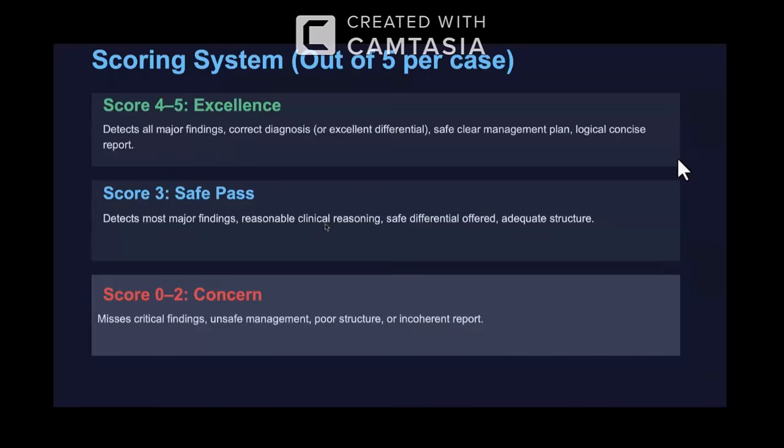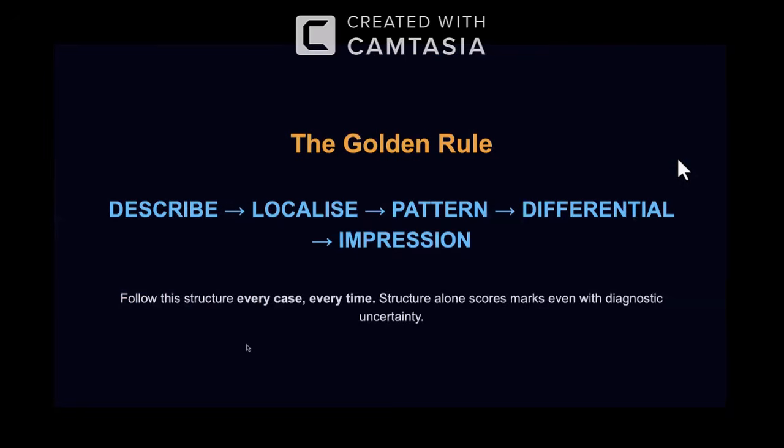This is how the overall scoring system looks. A score of 4 to 5 is excellent, where you have picked up all the major findings, given the correct diagnosis, safe and clear management plans, and a logical approach. A score of 3 is a safe pass, and 0 to 2 is a concern, where you are missing a critical finding, or giving unsafe management, or a poor structure, or incoherent reports.